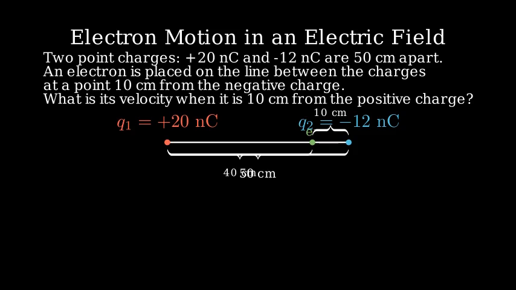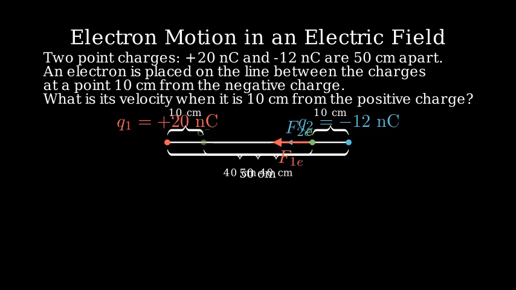Initially, the electron is placed 10 centimeters from the negative charge, which means it's 40 centimeters from the positive charge. We want to find its velocity when it reaches a point that's 10 centimeters from the positive charge, which would be 40 centimeters from the negative charge. Because the electron has a negative charge, it will be repelled by the negative charge and attracted to the positive charge. So both forces will push and pull the electron toward the left, accelerating it in that direction.